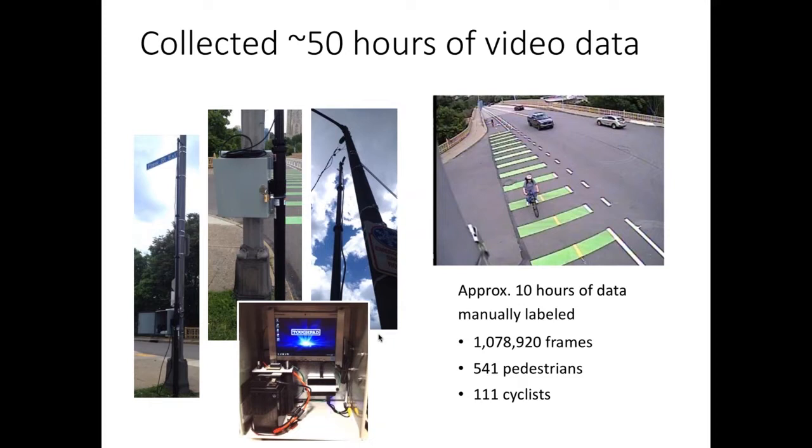There was the question of Pittsburgh having winters that can be significantly cold, and how much usage the bike lanes got. And so we tried to target that. As a first pass on how this was done, we collected 50 hours of video data, and we manually labeled about 10 hours of data. So this was a large effort to label and to collect data. In those 10 hours, we labeled essentially about 1 million frames, seen 500 pedestrians and about 100 cyclists, 111 cyclists.